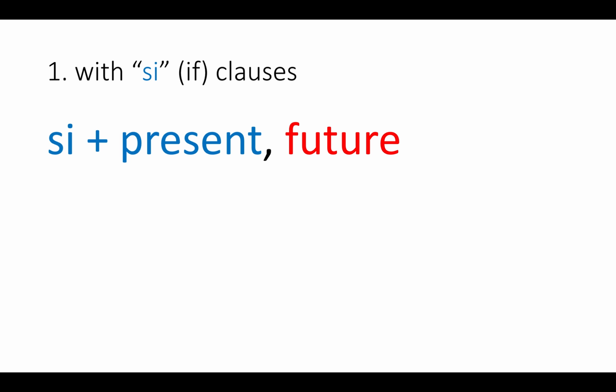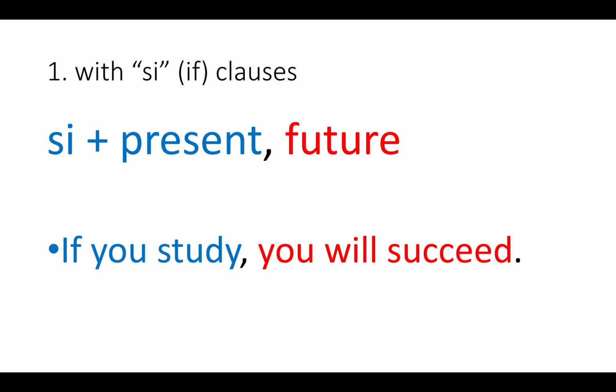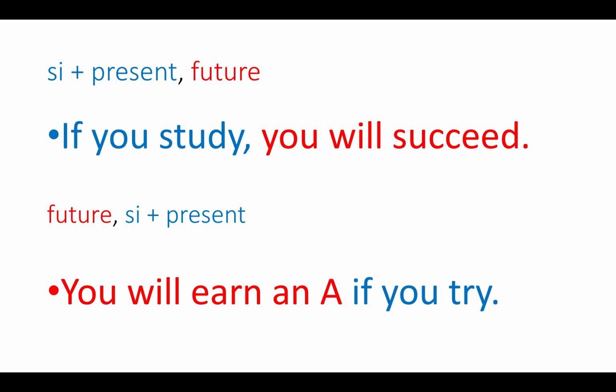First of all, let's consider the if clauses. Si means if. Si plus the present followed by the future is a very common pattern that we see. For example, if you study, you will succeed. You see in English the first clause, if plus the present tense, followed by the future. It works exactly the same in French. If you study, you will succeed.